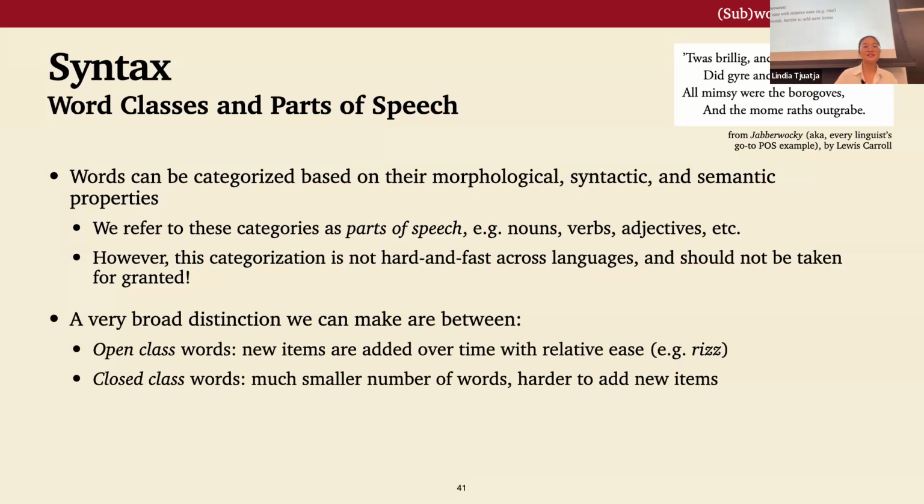A very broad distinction we can make over all sorts of words is whether it's an open class word or a closed class word. Open classes of words are classes where we can add new items easily over time and with relative ease. So if any of you are online, we have a new word like Riz, derived from charisma, and it can be a noun like, oh, he has so much Riz, or it can be a verb like, oh, he rizzed her up, fun.